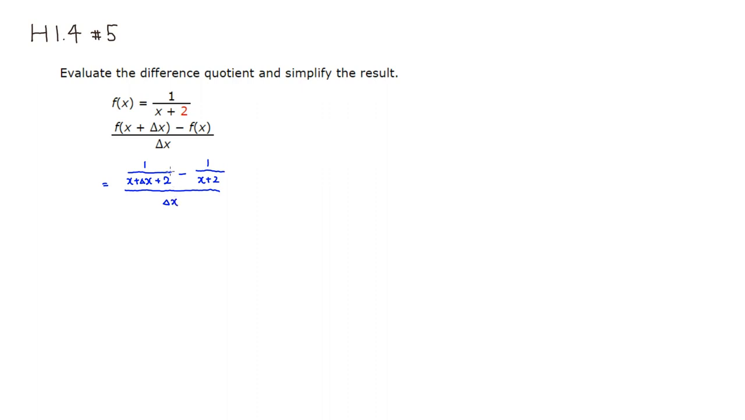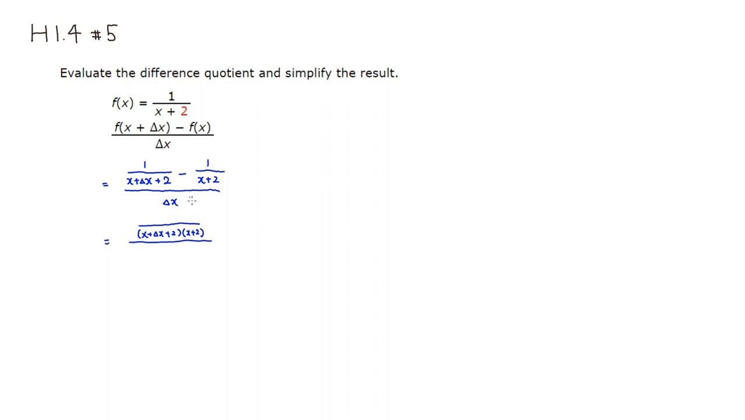Since you have two fractions with a subtraction here, we're going to find the common denominator. Common denominator is usually the product of the denominators, so we just multiply the denominators together. So you have x plus delta x plus 2, times x plus 2.